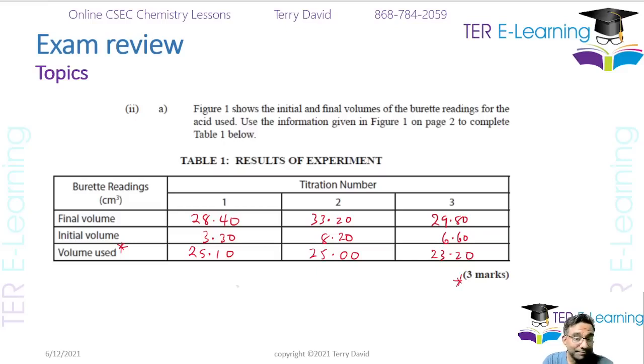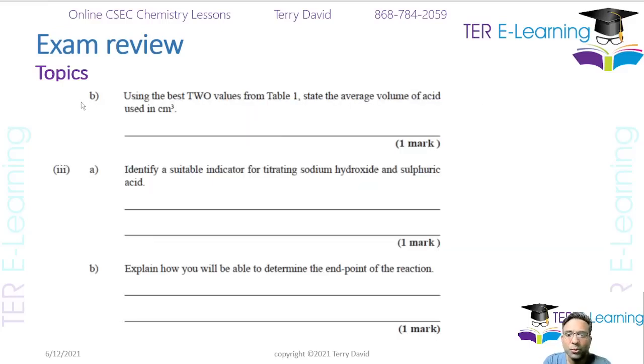Okay, so that's my table. CSEC gives you a lot of marks for these things, guys. So what do they want now? They said using the best two values from the table, state the average volume of acid to be used.